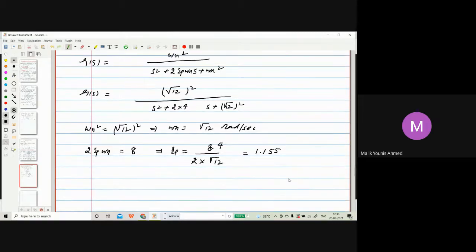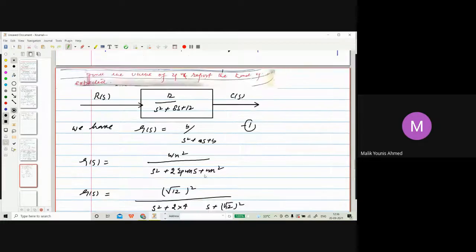Tanzib, yes sir, send me the log right now. Now xi is here greater than 1. Roll number 8, what is that? Roll number 10 or 8? Sir, roll number 9. 9, what is the response? Overdamped.